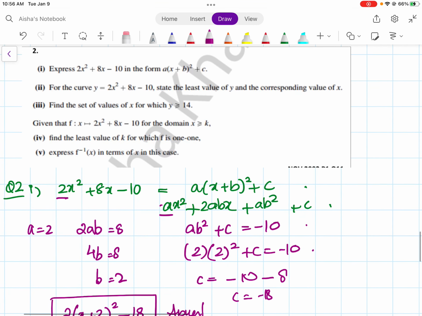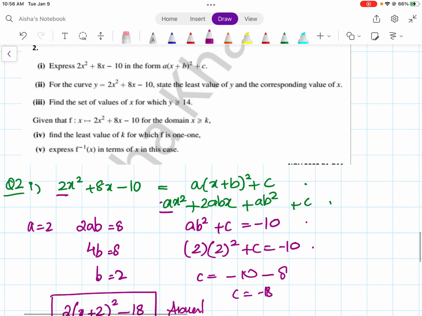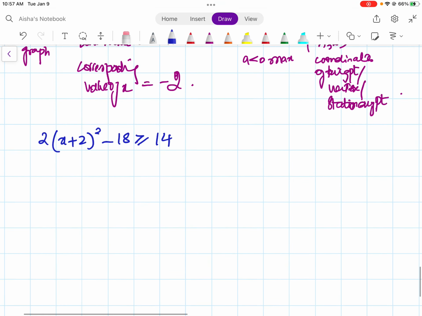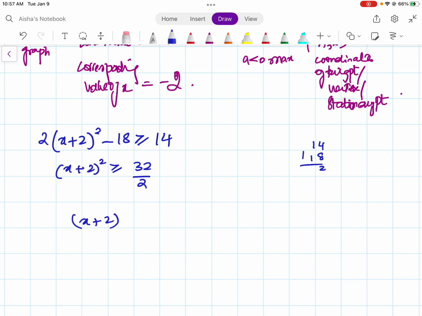Now find a set of values of x for which y is greater than or equal to 14. What is y? This entire equation. So I'll just input the same thing, the completing square format. 14 plus 18 is 32. 32 divided by 2 gives you 16. On 16 I will input the square root on both the sides.